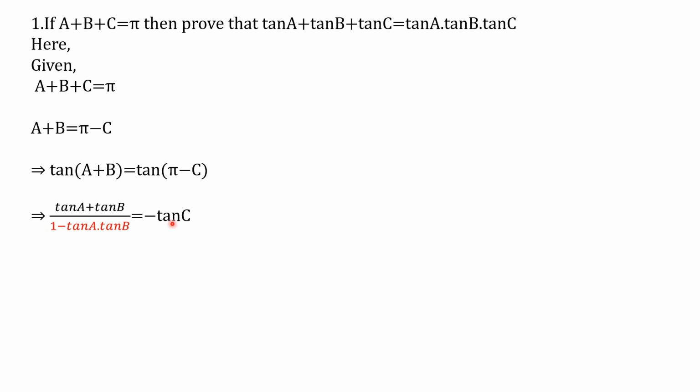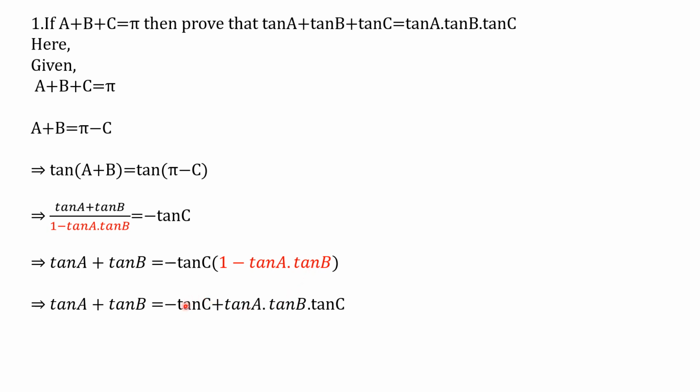In the next line, we will do cross multiplication. So this denominator will come to this side to multiply. And then this minus tan c will multiply both these terms. Will multiply 1 as well as tan a and tan b. So we will get minus tan c plus tan a into tan b into tan c.